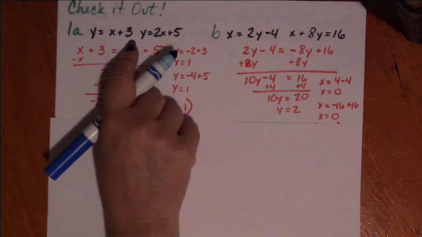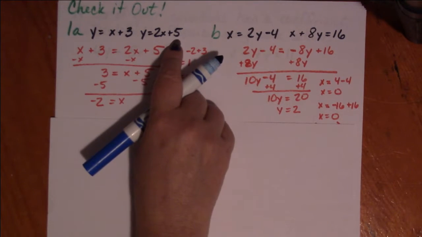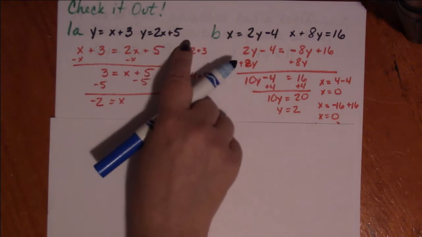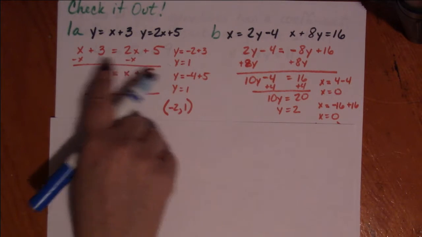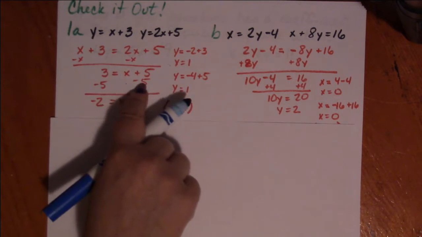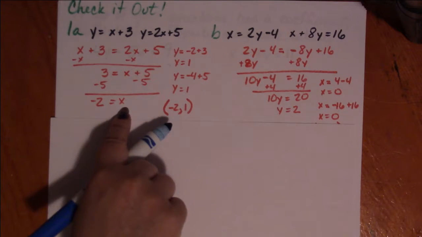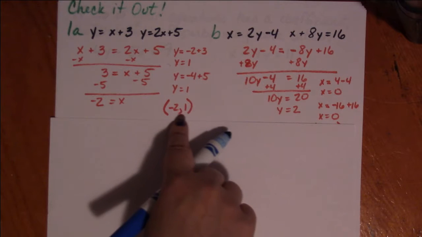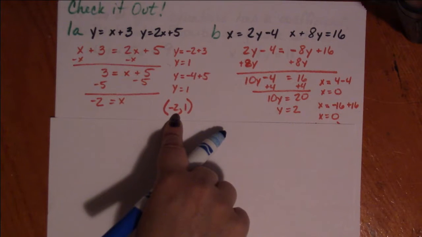So here we have 2 equations that both are already in slope-intercept form, so they've got the y on one side. So we're going to make x plus 3 equal 2x plus 5. I'm going to subtract the x from both sides and the 5 from both sides, so x equals negative 2. And I plug that in and it works for both of them, and so our answer is negative 2, 1.